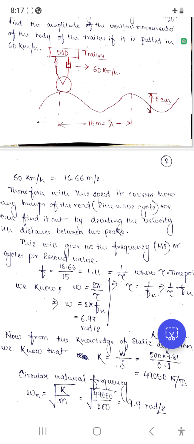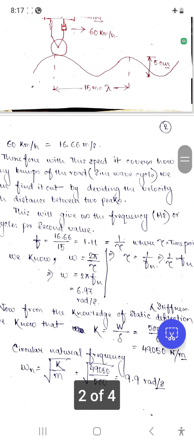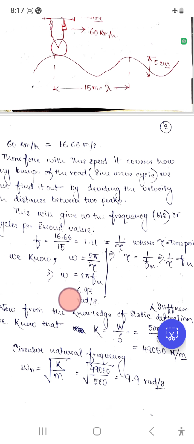So this information from the graph will help you to find out this important information, frequency. Whose frequency is it? When the vehicle is moving, it is crossing a few bumps, so its frequency is how many cycles it covers in 1 second. Okay, so I know that frequency has a relation with the circular angular speed also. So you see 1 by tau, where tau is the time period, so tau equal to 1 by fn, or 1 by tau equal to fn.